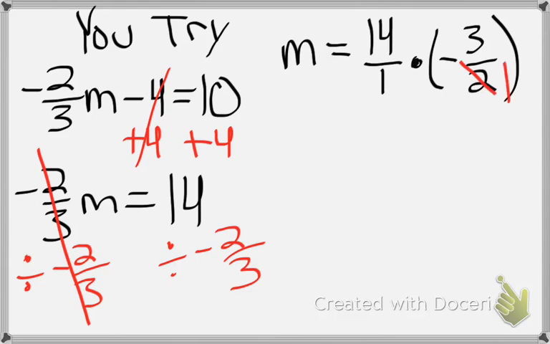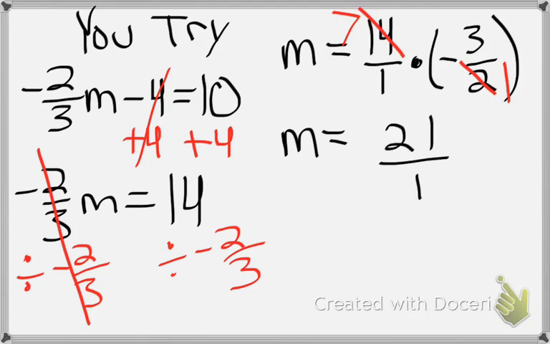2 goes into 2 one time. 2 goes into 14 7 times. So now you can multiply the problem just like you would have, but now using those new numbers. So 7 times 3 is 21, and on the bottom 1 times 1 is 1. A positive times a negative is a negative. So we have negative 21 over 1, and that just equals negative 21. So the answer to our question is negative 21.